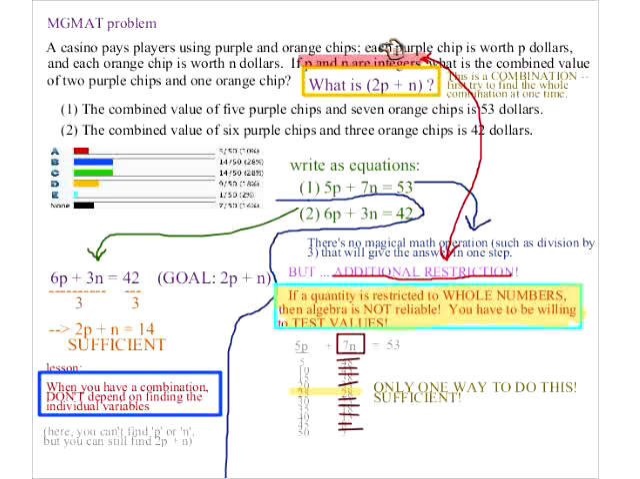Okay, let's look at another one. The key indicator is this: you've got a whole number restriction in the problem. They either might come out and tell you that, or they might just imply it. If you have p boys and n girls, even if they don't actually tell you integers, those are still integers because you can't have 6.4 boys.